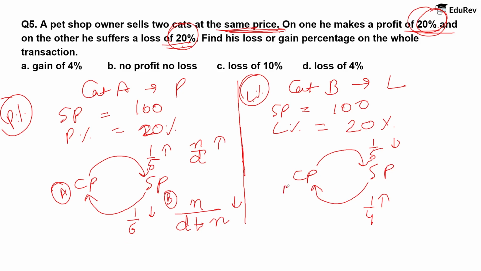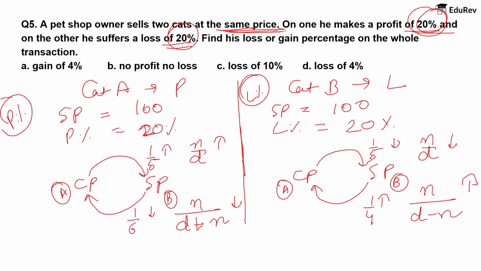On the other hand, if while going from number A to number B, there is a decrease of n by D, then while going from number B to A, there will be an increase of n upon D minus n. So you can see while going from CP to SP, there was a decrease of 1 by 5 for CAT B. So while going from SP to CP, there will be an increase of 1 by 4. Now you can use this information directly to find out the CPs for CAT A and CAT B.